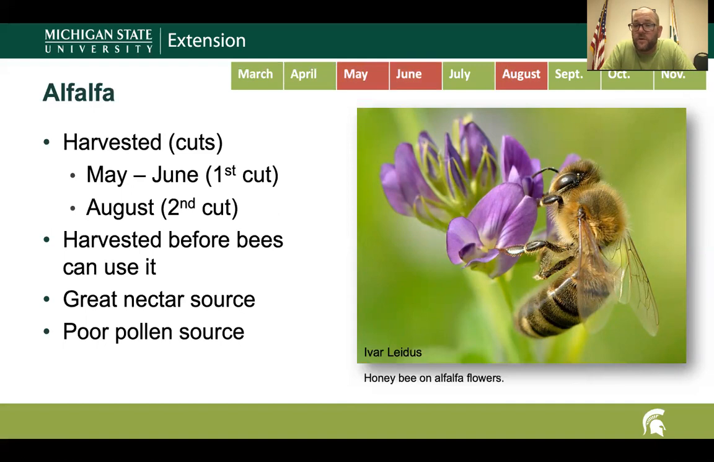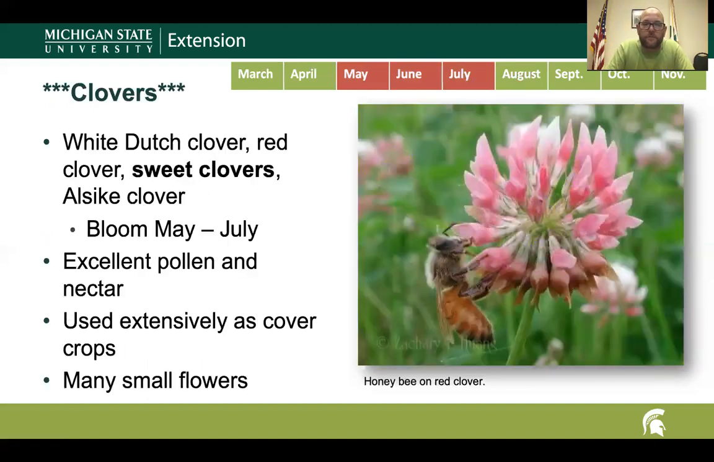So normally when you're in a situation where you have alfalfa growing around you and they're growing for forage, it's going to be harvested really before the bees can use it. So it's really not a useful resource. But if you are around a seed producer, it is a useful resource from a honey perspective.